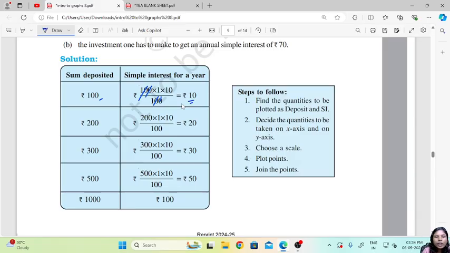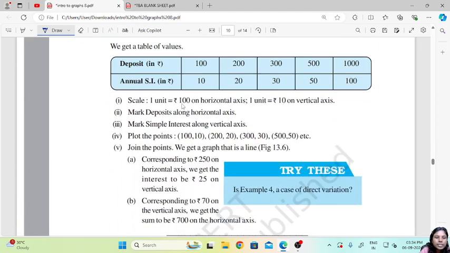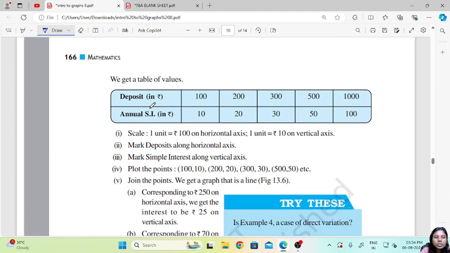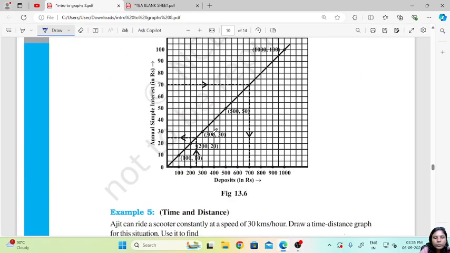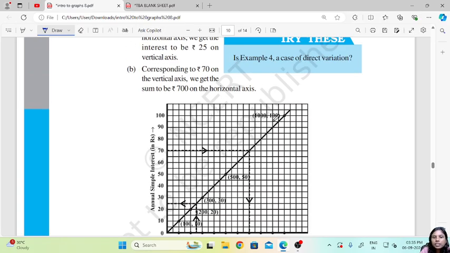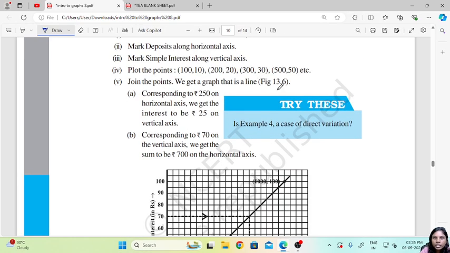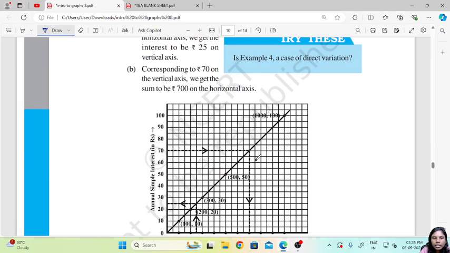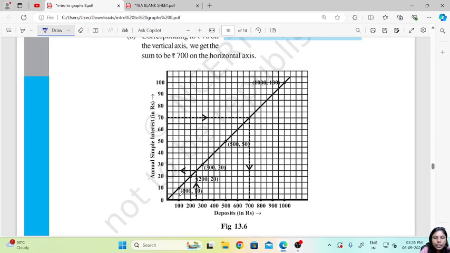Then if you go to 200 you will get a simple interest for a year of 20 rupees. 300 if you deposit you get an interest of 30, and so on. If you go till 1000 you get an interest of 100 rupees. Now the same steps have to be followed. So one is deposit and then next is annual simple interest that we are going to obtain. Similar way we have to first decide the two x's, then we have to do a minus 5 or whatever the least quantity is, and then add it so that we get the highest value. Then plot all the corresponding points.